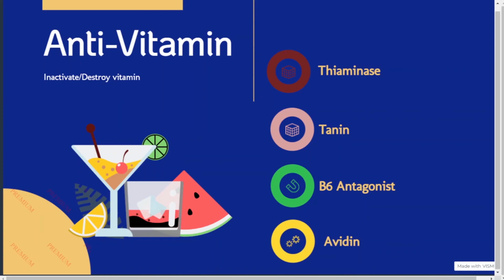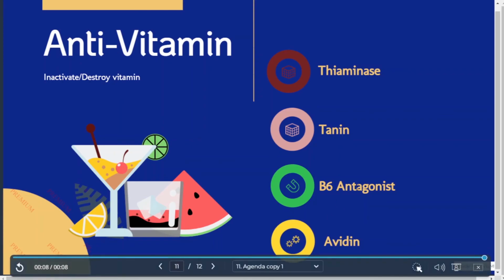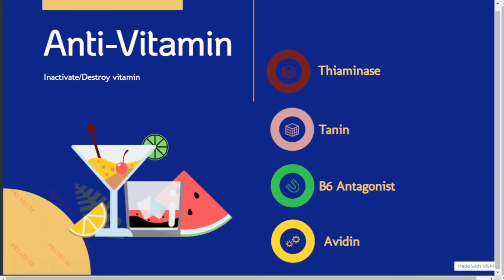Simple as that. Now, where are vitamin B6 antagonists found? They are found in mushrooms. Vitamin B6 antagonists are found in mushrooms. Nothing much more to know. These are antivitamins. Vitamin B6 antagonists act against vitamin B6. They are found in mushrooms.